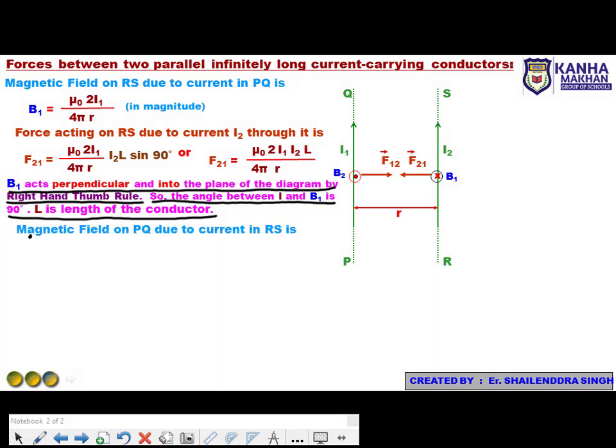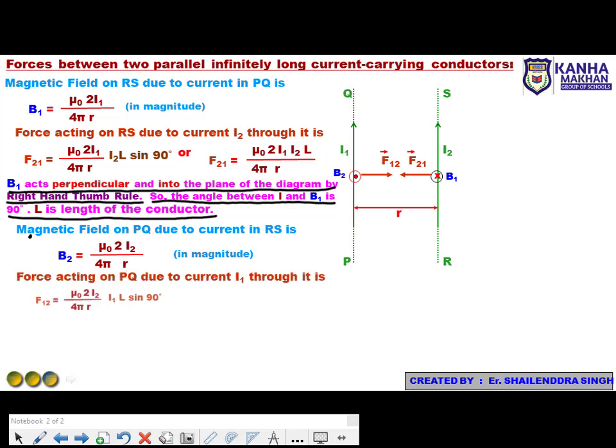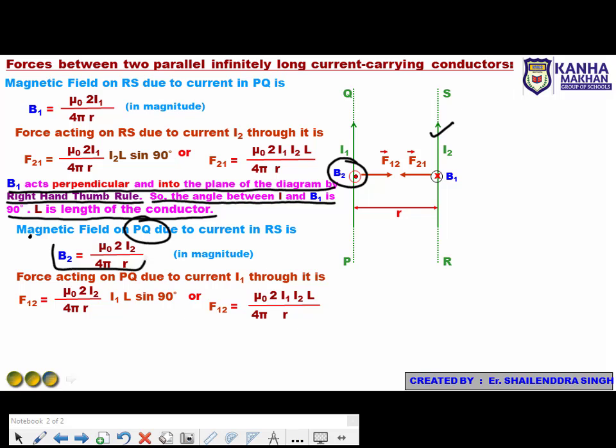The magnetic field on wire PQ due to the current in RS is given here, B2 equals mu naught upon 4 pi, 2 I2 by R in magnitude, and the force acting on that current carrying conductor is given here. That conductor is PQ, and the magnetic field on PQ is due to this one wire. Finally you will find the result B2 equals mu naught upon 4 pi, 2 I2 by R. This wire PQ is situated in the magnetic field of this wire.